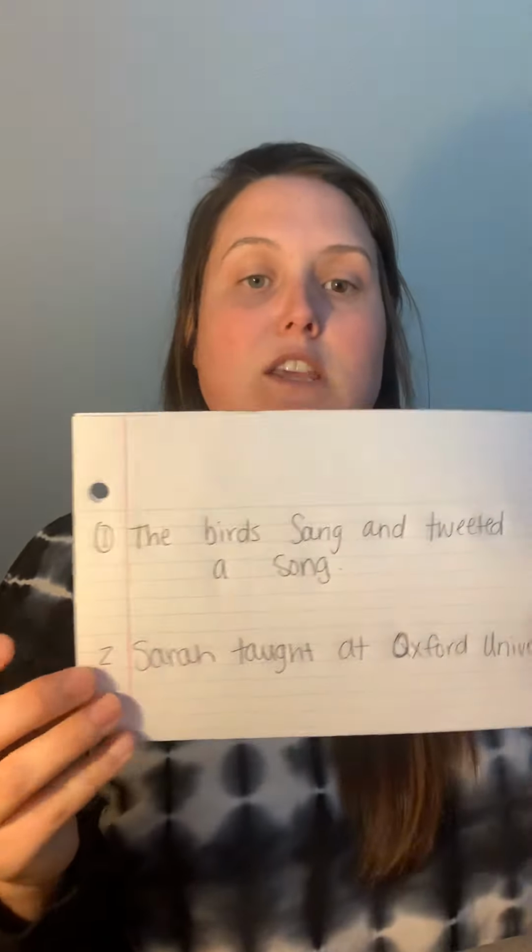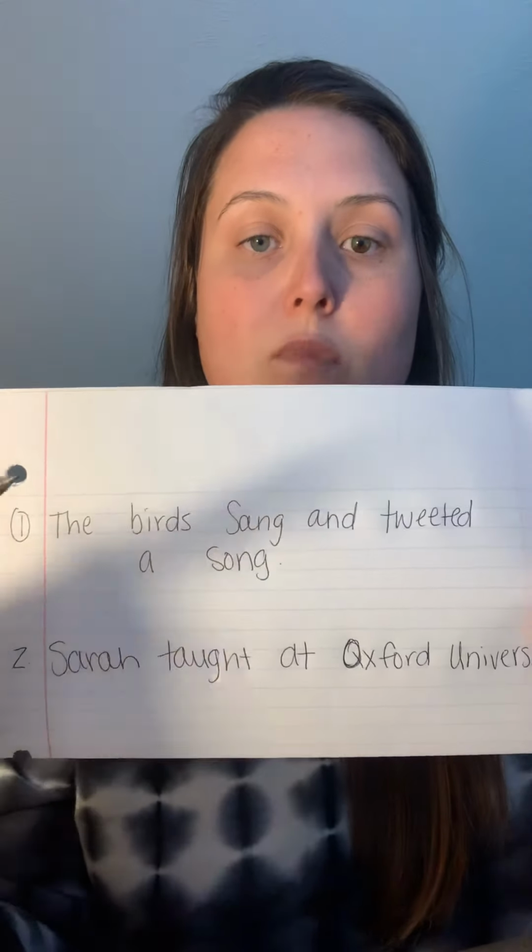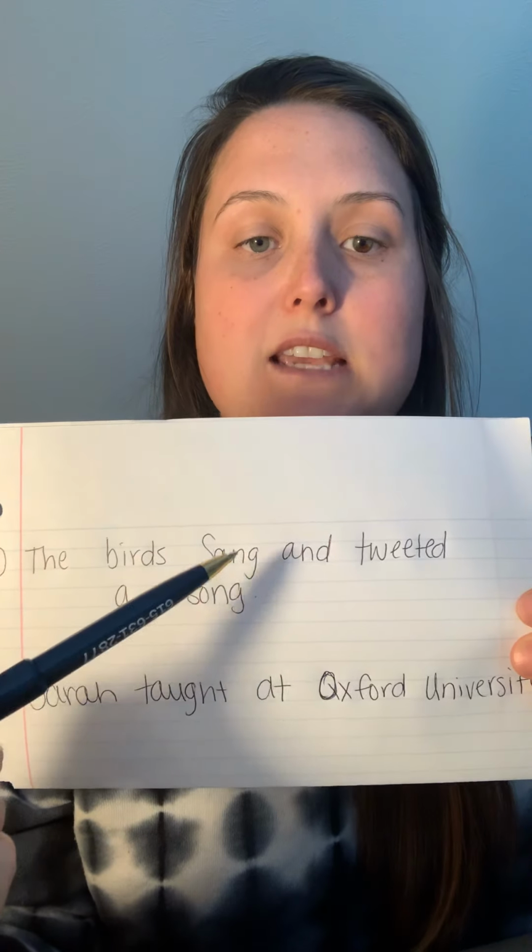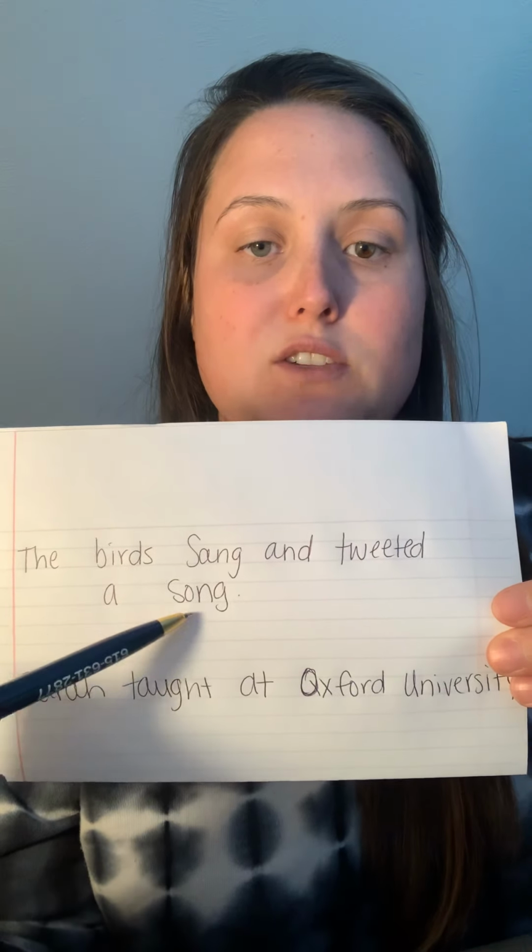So to diagram a sentence, what we're going to be looking at are two things. It is going to be the subject and the verb. Okay, so say that with me. Subject, verb. Now, I have taken the time to write up some sample sentences that I'm going to show you guys, and you're going to help me diagram them. Okay, let's look at the first one. The bird sang and tweeted a song.